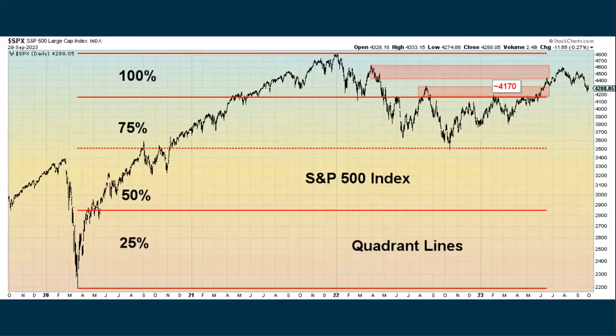Then we measure from the COVID low to the all-time high, and these are quadrant areas. We just take that whole section and split it up into 25% chunks. Now, that may not seem like that big of a deal, but this was providing some pretty significant overhead resistance earlier in the year before we were able to break through that. We haven't come down to this level yet, so I haven't been showing this chart.